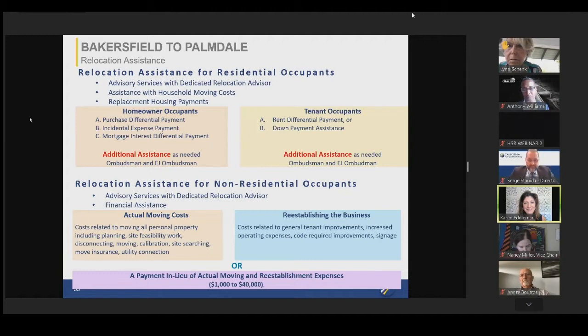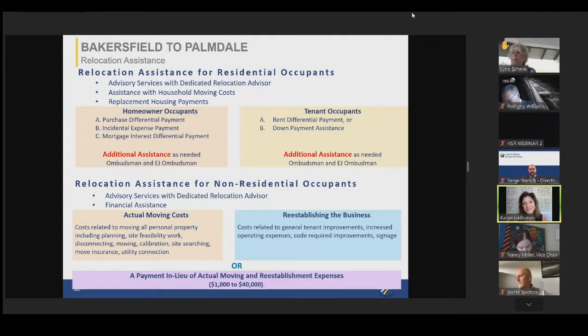All right, so this slide captures a very high-level view of what relocation assistance is. The High-Speed Rail Authority's Relocation Assistance Program is aligned with federal and state laws and regulations and transportation agency directives. There are two broad categories: residential and non-residential. Non-residentials are businesses, farms, and nonprofit organizations. So let's talk about residential.